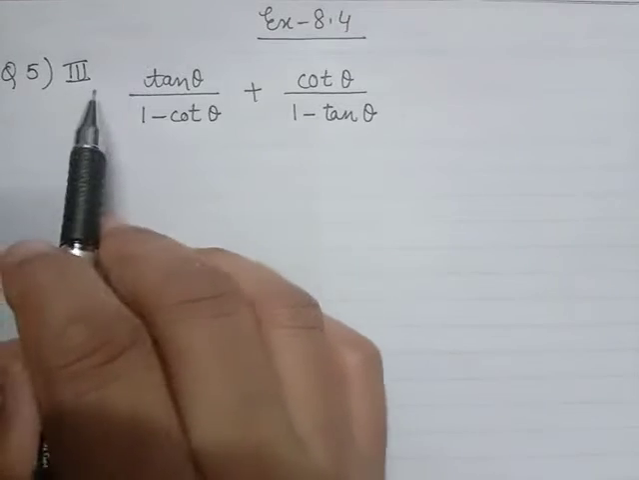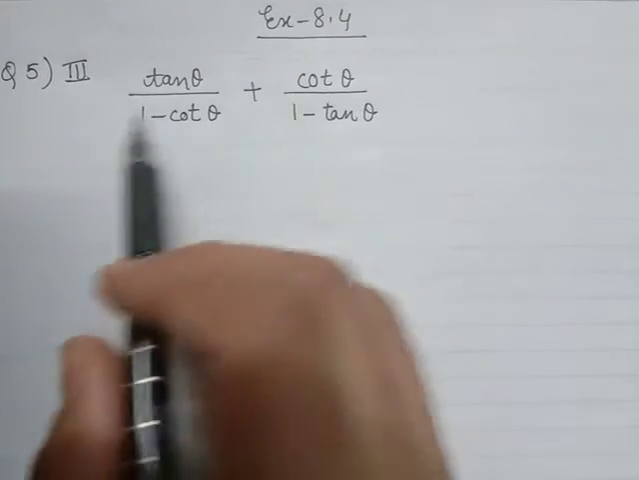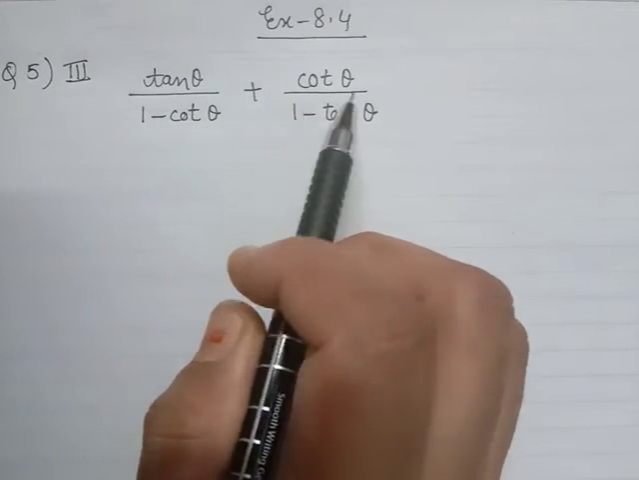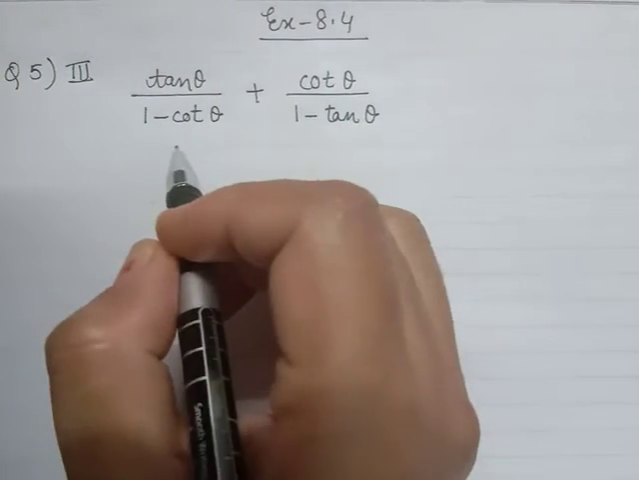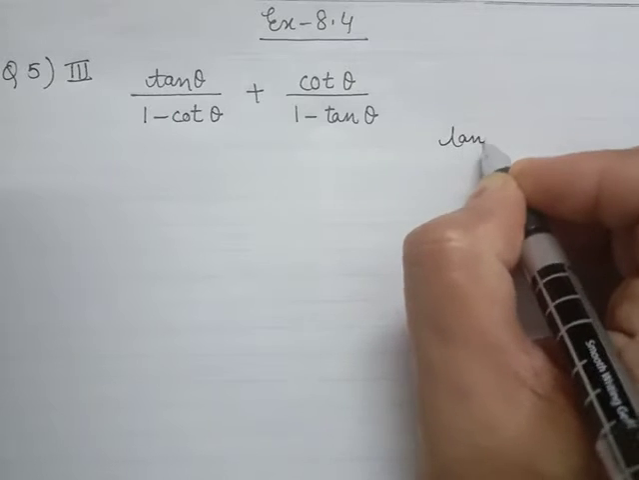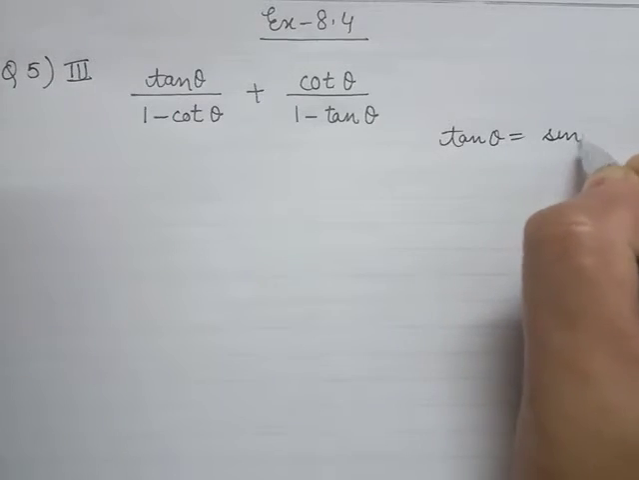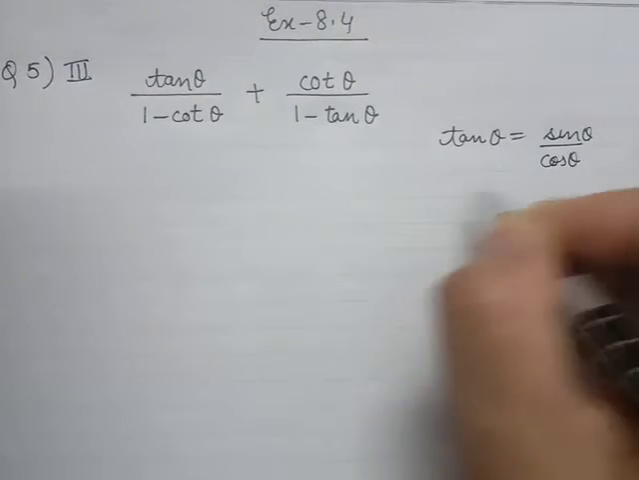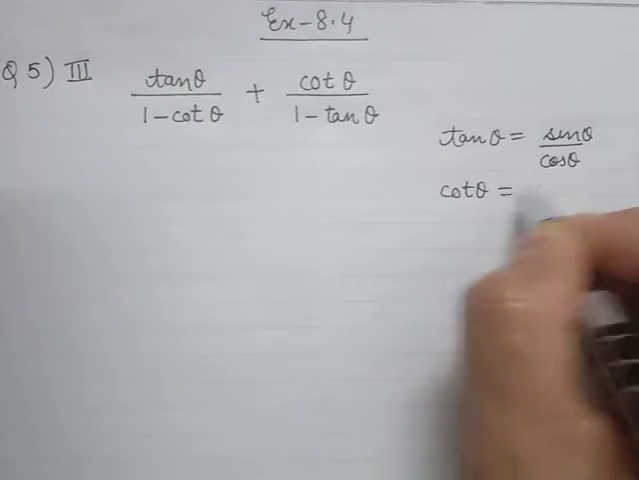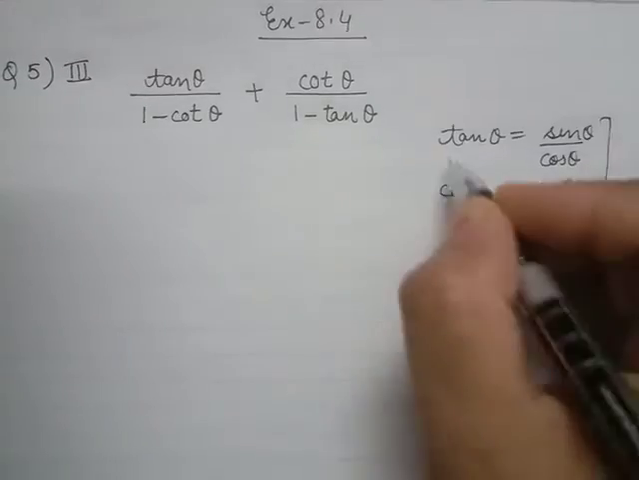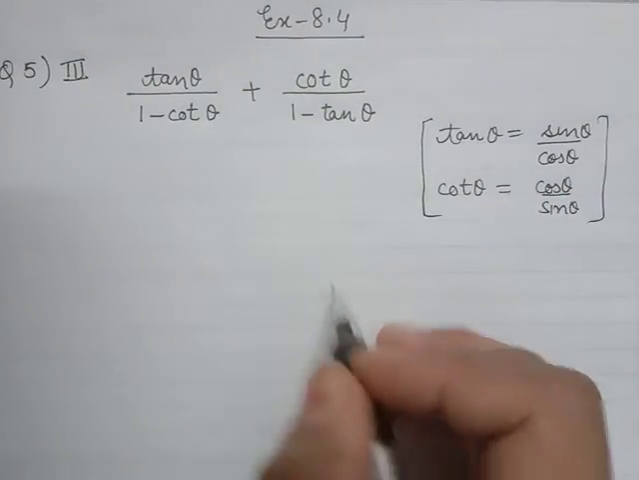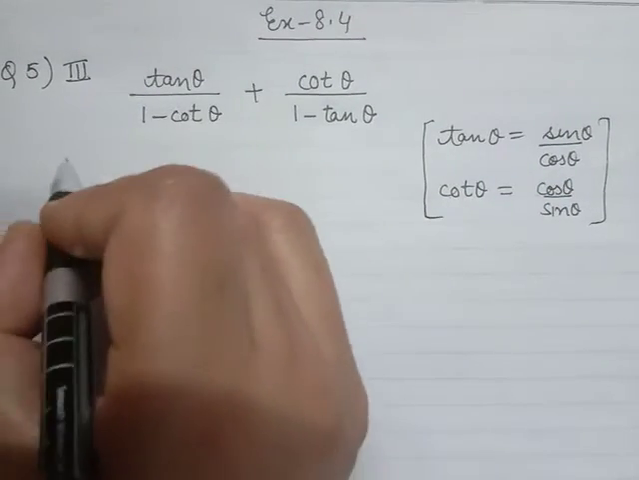To question 5, third part of exercise 8.4, in which we have to prove this is equal to the right hand side. Let us take the left hand side only and put the value tan theta is equal to sin theta over cos theta and cot theta is equal to cos theta upon sin theta. Use these identities because it is very easy when we convert into sin theta and cos theta terms.